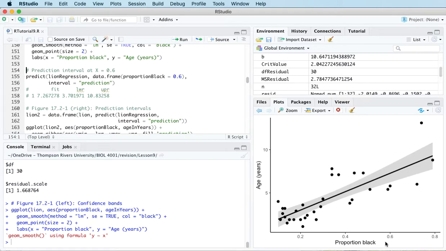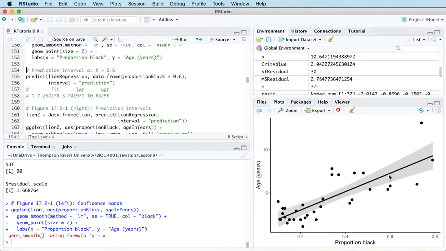By contrast, let's suppose we're just interested in one lion that has a proportion of black pigmentation in its nose equal to 0.6. So just one lion here, not a whole subset of lions, but just one individual lion. And let's try and predict the age for that individual lion. So our prediction is going to be the same as it was when we were trying to estimate the mean for the subset of lions. It'll be the value that's right on the regression line, 7.27.